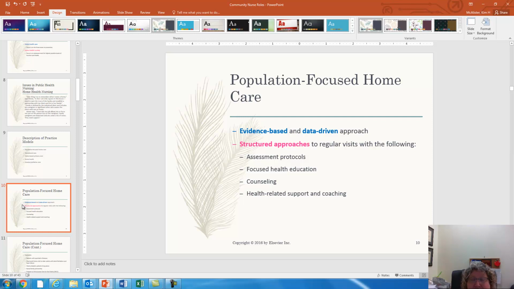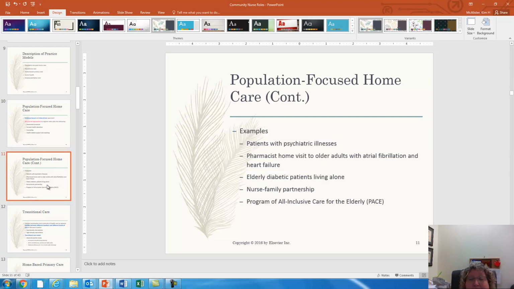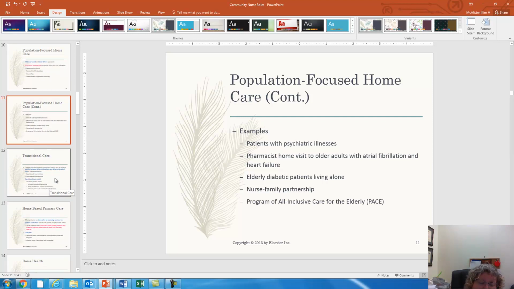So we've done our research, we know what's going on, we know why there's a threat to the population, and we need to go out and see this person. And so this may be very focused education and specific things that we have to do based on regulation and so forth. This can also be patients with a psychiatric illness. We may also be going and looking at all the different diabetic patients who live at home, that kind of thing.